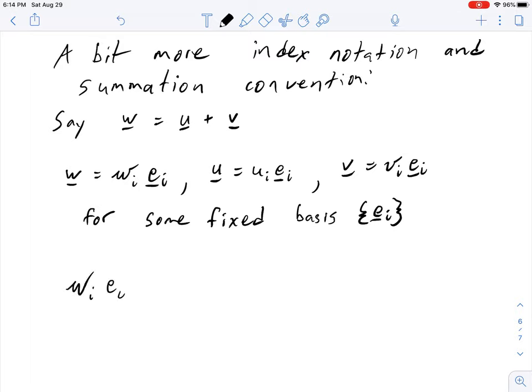w_i e_i, so that's a repeated index, the summation's implied, is equal to u_i e_i plus v_i e_i.